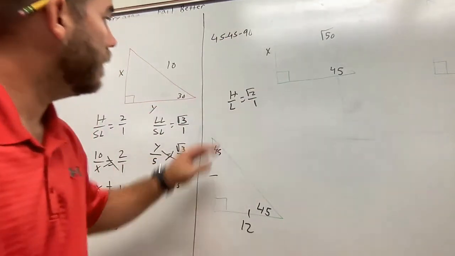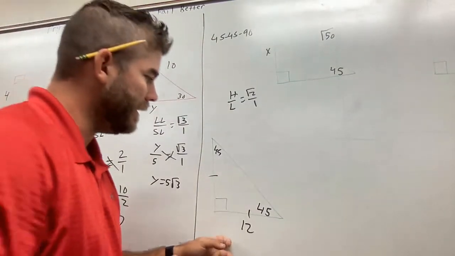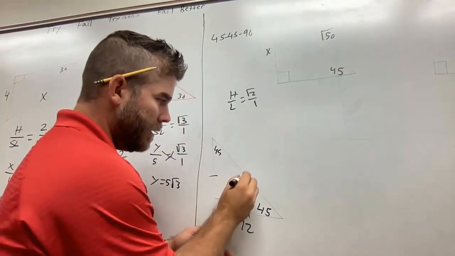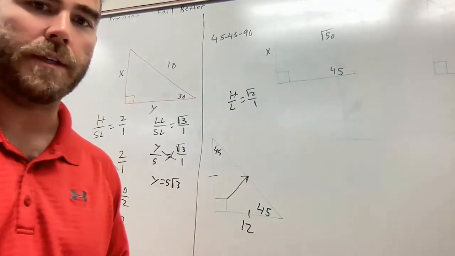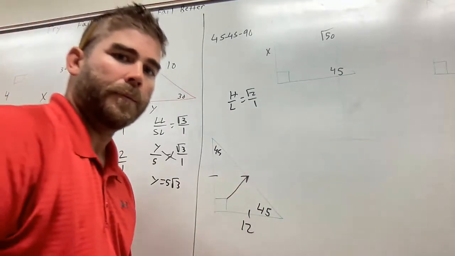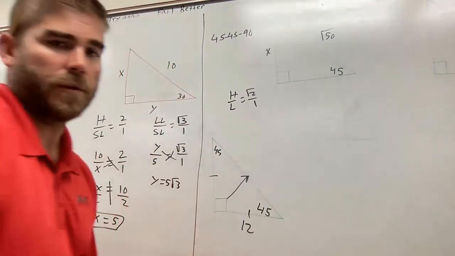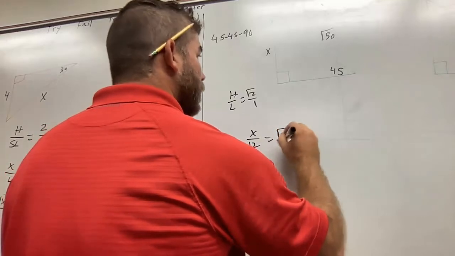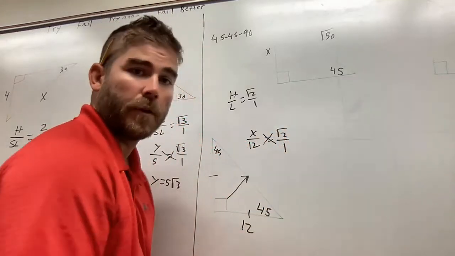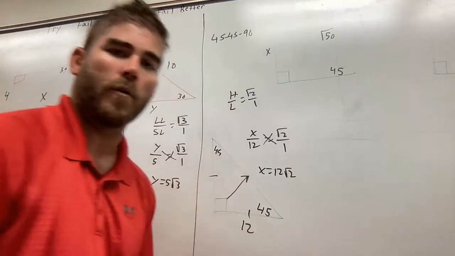All right, so I'm going to use that. Down here, my leg length is 12. Now, I know this is a leg, right, because my 90 degree is here. That makes that my hypotenuse. Hypotenuse is always opposite of the 90-degree angle. So I know that I have my formula, hypotenuse over leg equals radical 2 over 1. It's going to be x over 12 equals radical 2 over 1. I cross multiply. X equals 12 radical 2. Straightforward and boom.